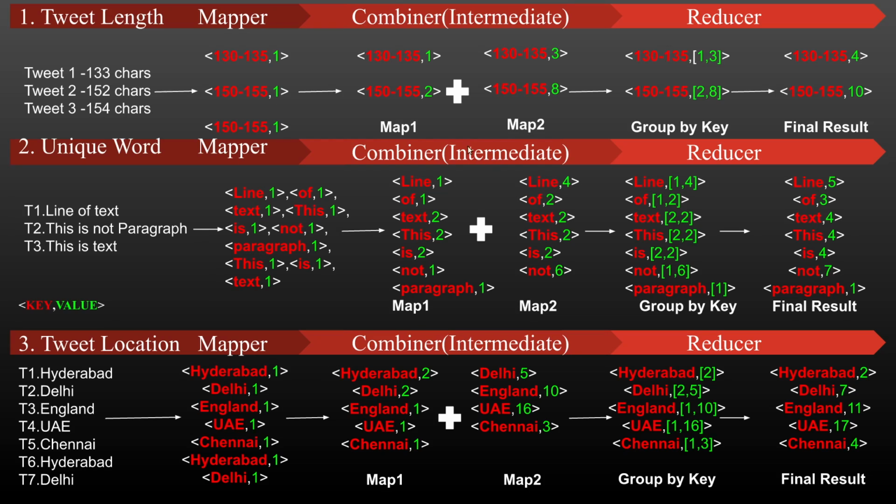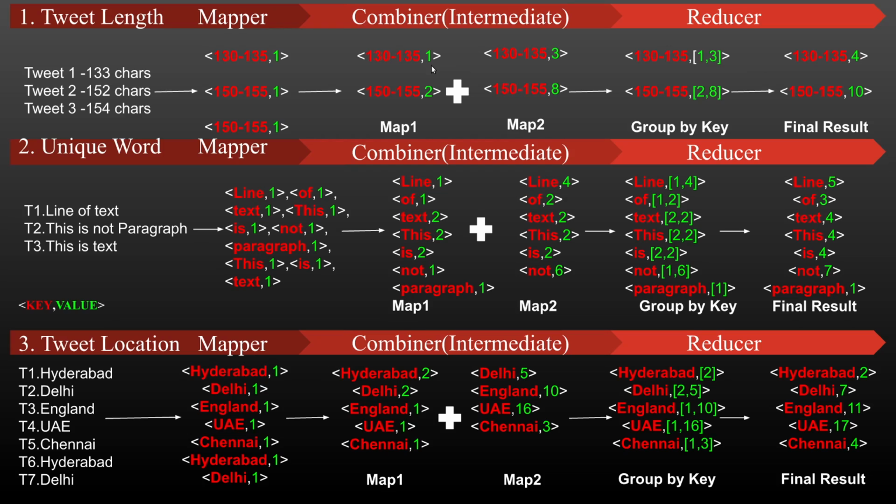The output from many mappers together are grouped by key. This is called the shuffle and sort phase, and then passed on to the reducer as key-value list pairs, where a final operation like summation is performed by the reducer.